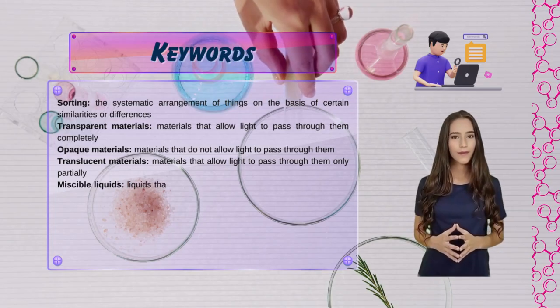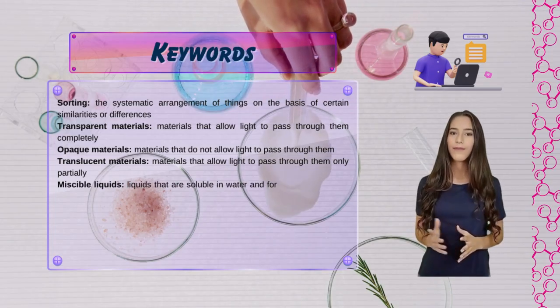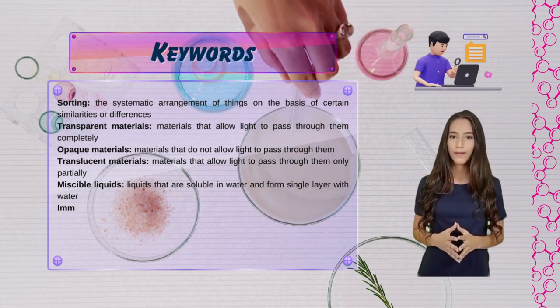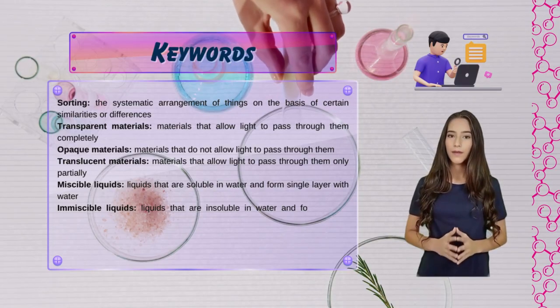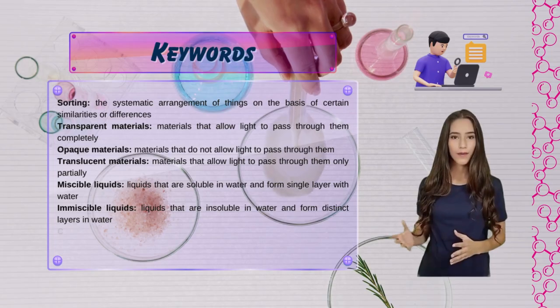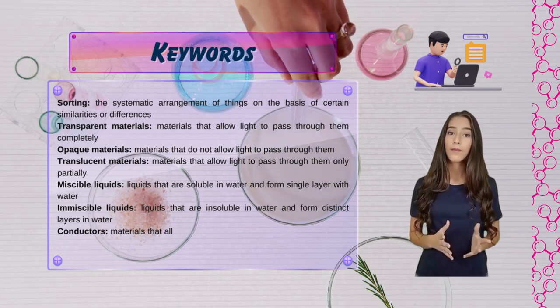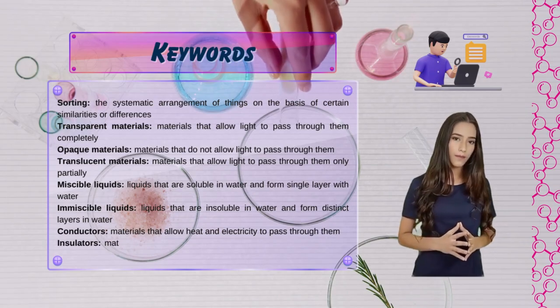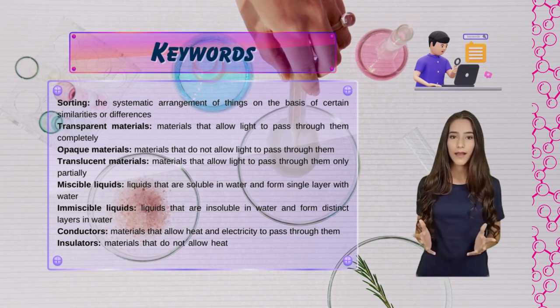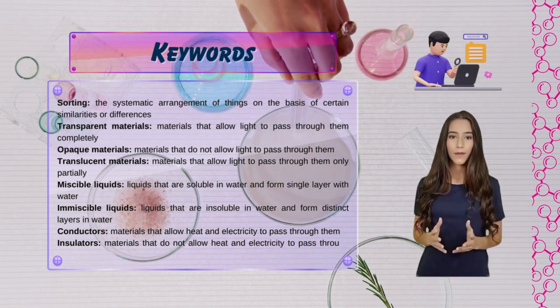Miscible liquids: liquids that are soluble in water and form a single layer with water. Immiscible liquids: liquids that are insoluble in water and form distinct layers in water. Conductors: materials that allow heat and electricity to pass through them. Insulators: materials that do not allow heat and electricity to pass through them.